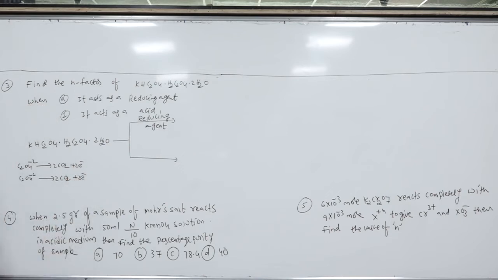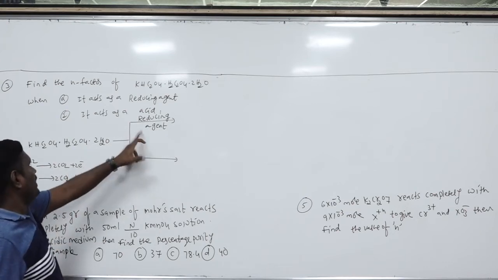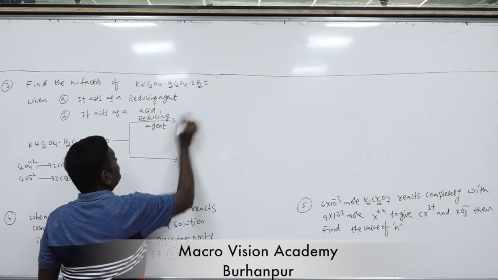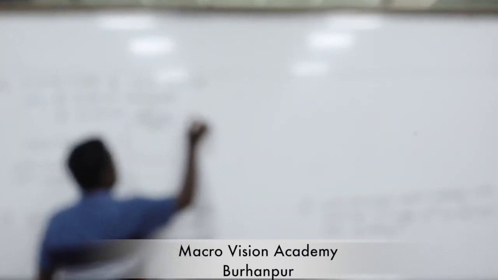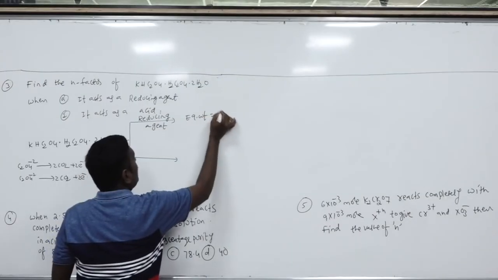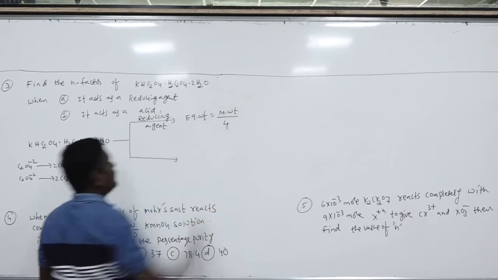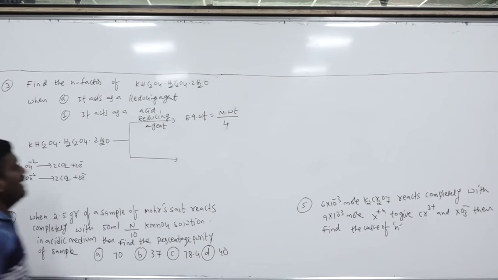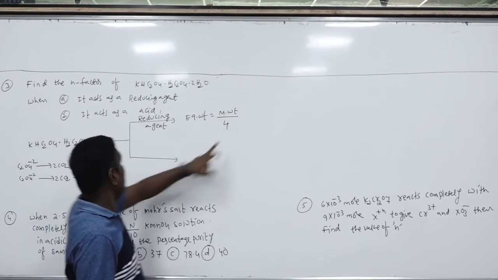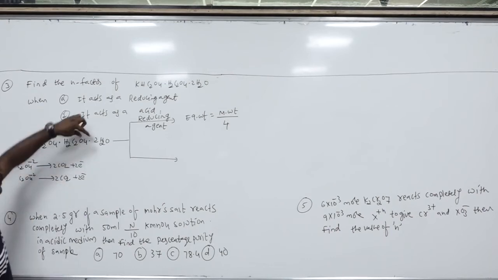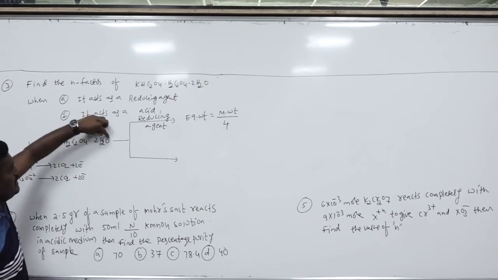Total how many electrons per mole of the species will it lose during oxidation as a reducing agent? 4. That means the equivalent weight is molecular weight by n factor, and the n factor is 4. So we know how to calculate the molar mass of the species. Now don't consider this water.